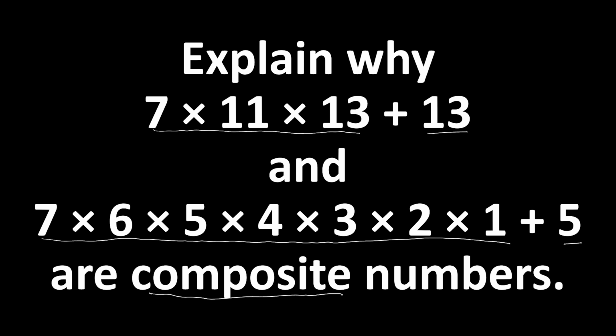So we know, right, what are composite numbers? Composite numbers are those natural numbers which have more than two factors, right? So we have to show here that these two numbers which are given over here have more than two factors. That's all we need to show. So let's go through the solution.